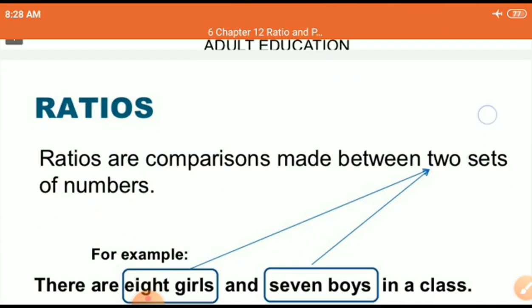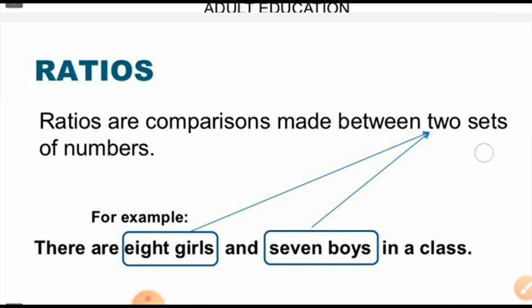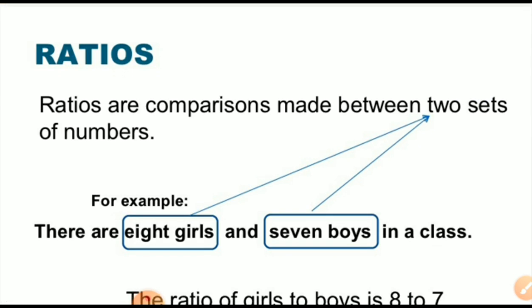Students, in this lesson we will understand what a ratio is and what proportions are. For that, we have to get ready with today's introduction session, lesson number 12 of standard 6 mathematics, ratio and proportion. Ratios are comparisons made between two sets of numbers.